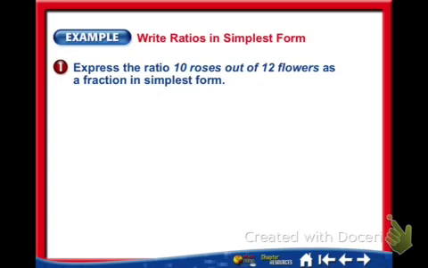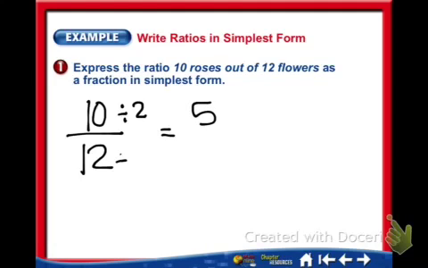Express the ratio, 10 roses out of 12 flowers, as a fraction in simplest form. To write this as a ratio, we'll have 10 over 12. We need to think of a number that can go into 10 and 12. The number I'm thinking of is 2. 2 can go into 10 5 times, and 2 can go into 12 6 times. The ratio of roses to flowers is 5 to 6. This means that for every 6 flowers, 5 of them are roses.